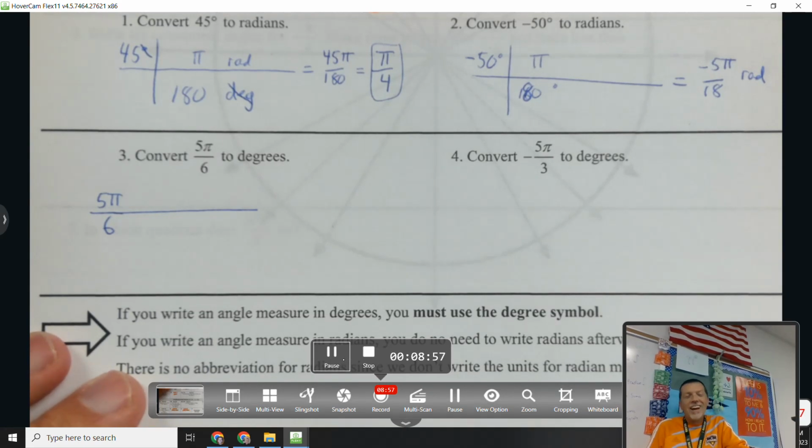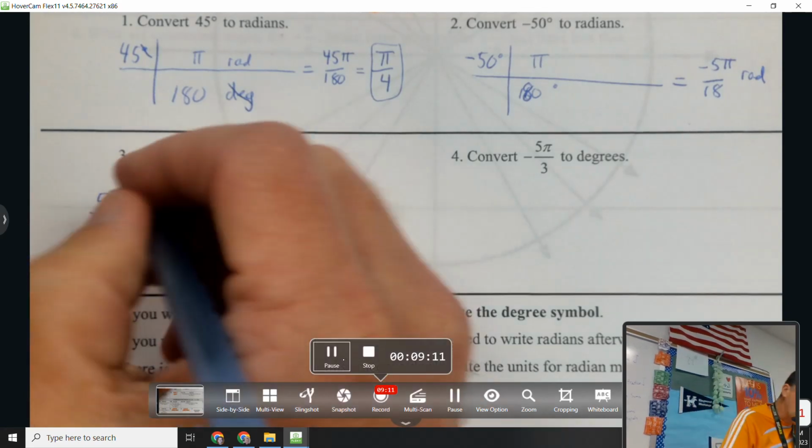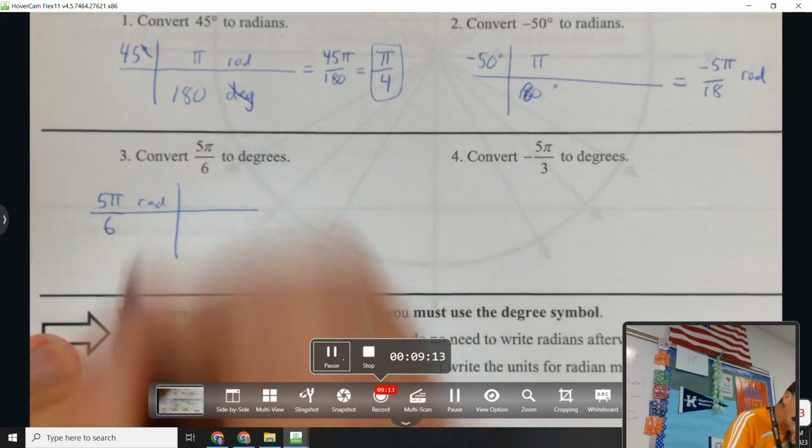Well, it's not in degrees, so it must be in radians. That would be an answer. It's asking for degrees, so I must be starting in radians, because those are the only 2 things we know about. There's a pi in there, and that usually means it's in radians. Those are all good answers. There's a better answer coming up, but we'll stick with those for now.